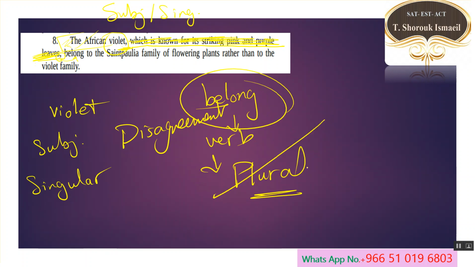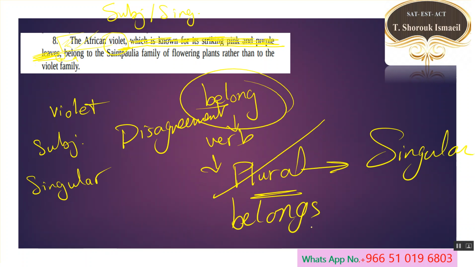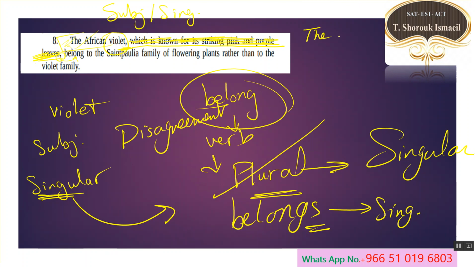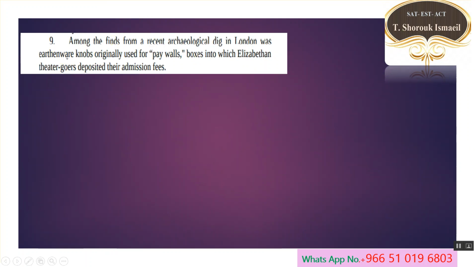How can I do it? Change this plural into a singular verb. So I make it belongs. I add letter S to the verb. So now it is singular and my subject is singular. They agree together. There is no disagreement in this way. So my sentence will be like, the African violet belongs with S to blah blah blah. We don't need the rest. Okay? Let's move on to number 9.